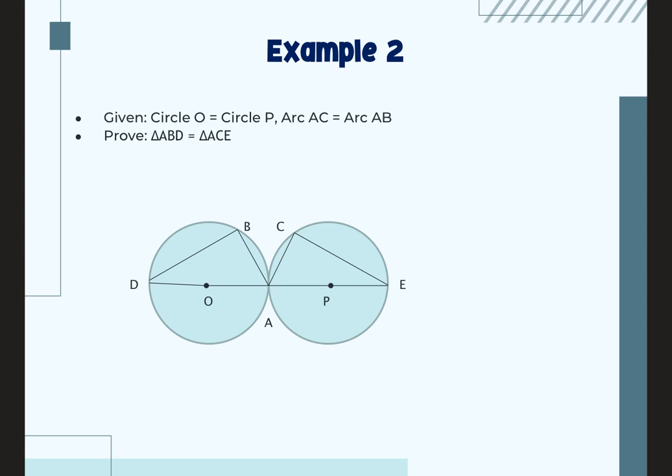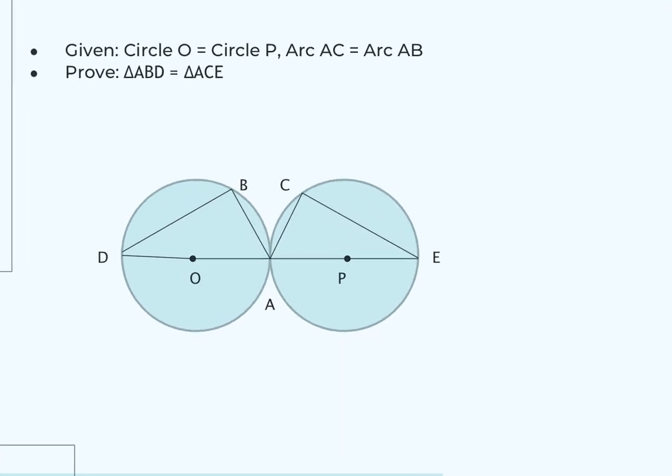All right, last one. We're back to our proofs. So it says given circle O is congruent to circle P. Stop there, and what does that tell you? What does it tell you if two circles are congruent? The same size? What does that mean?